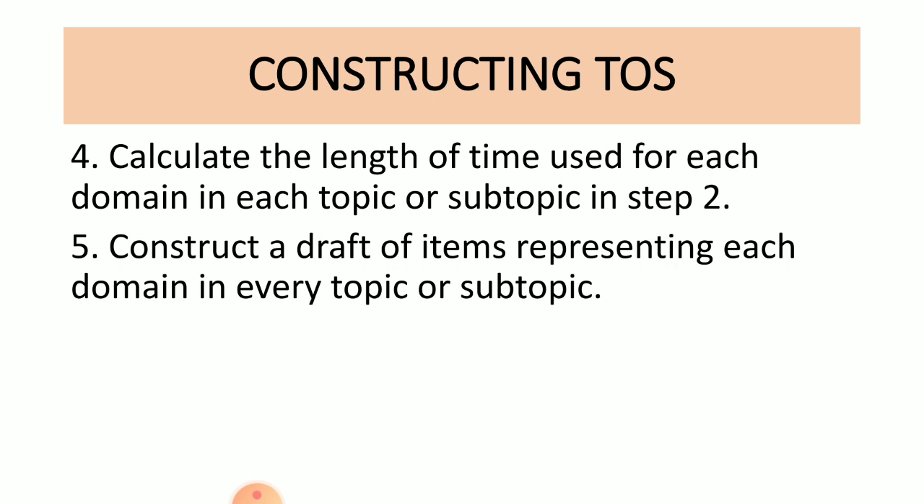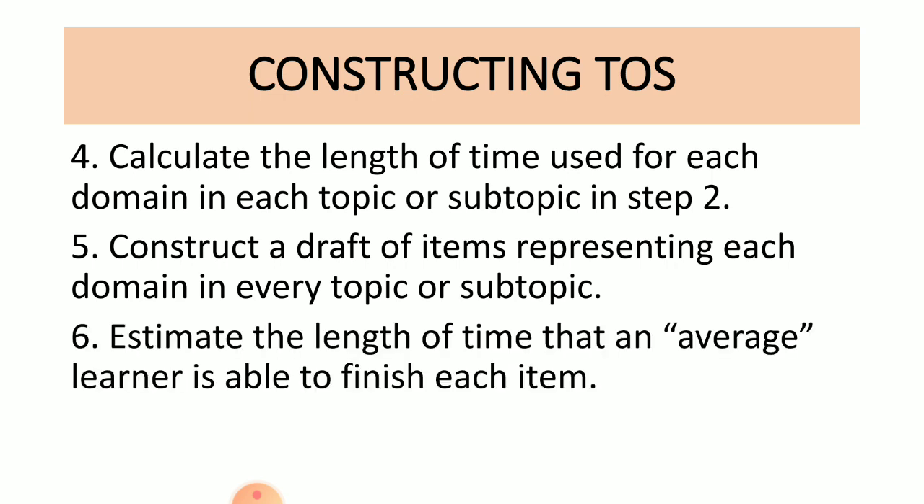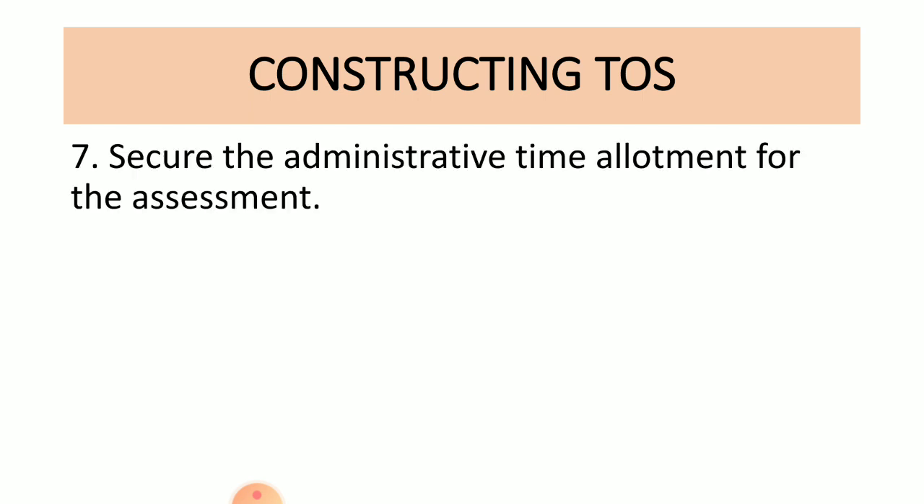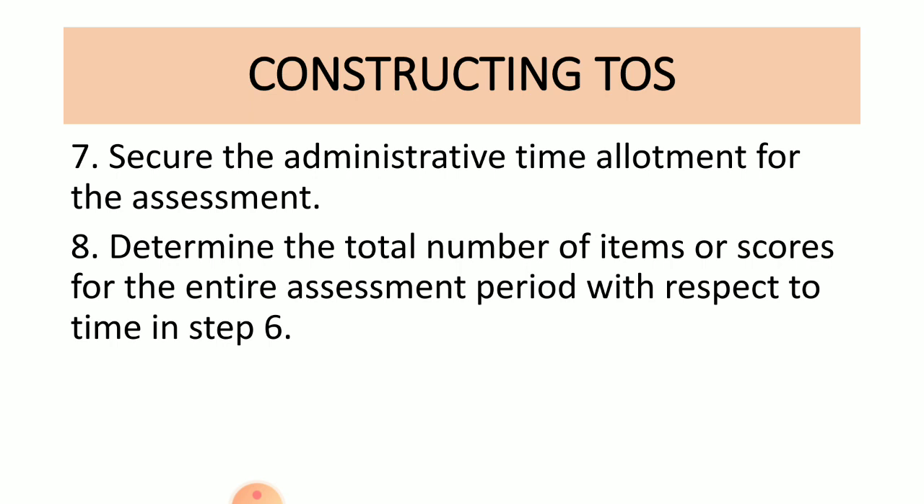Then construct a graph of items representing each domain in every topic or subtopic. Next, estimate the length of time that an average learner is able to finish each item. Next, secure the administrative time allotment for the assessment. Then determine the total number of items or scores for the entire assessment period with respect to time in Step 6.